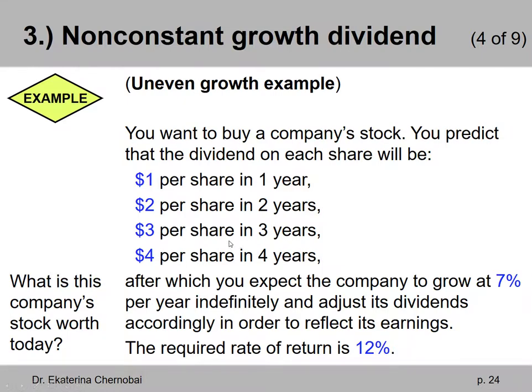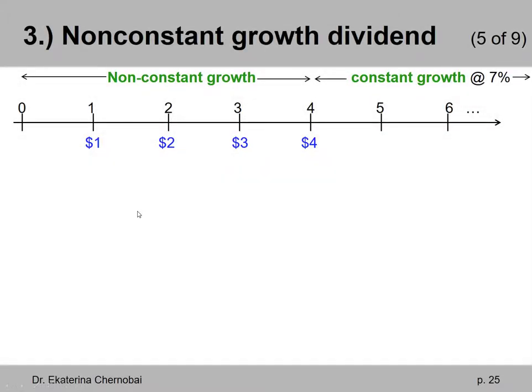Okay, so let's start with the timeline and put all the information we are given on it. So essentially we have 2 time periods. For the first 4 years, we have a so-called non-constant growth dividends. After the 4th year, we have a constant growth dividend pattern. So why is the first 4-year time period called non-constant growth?